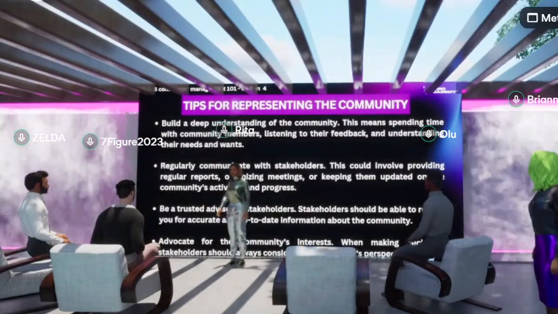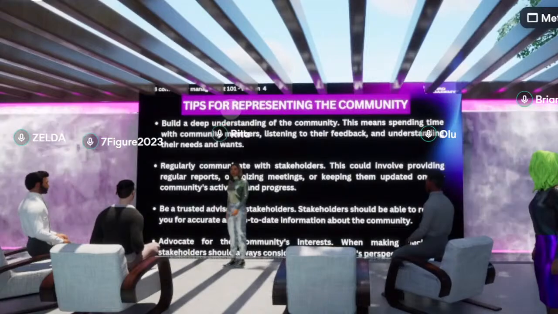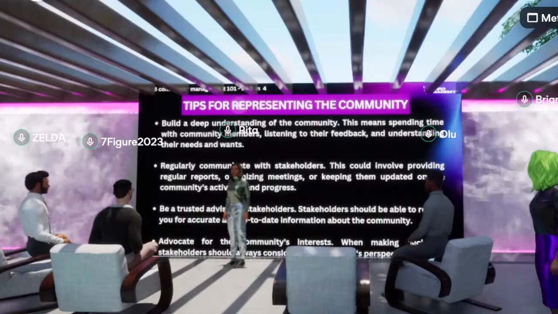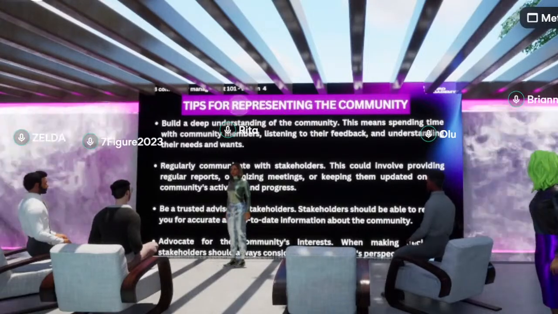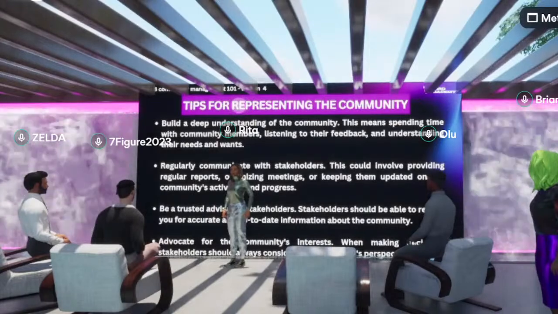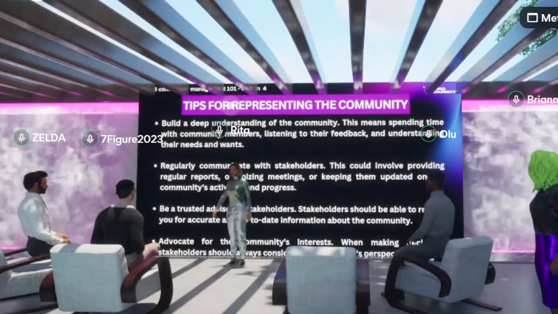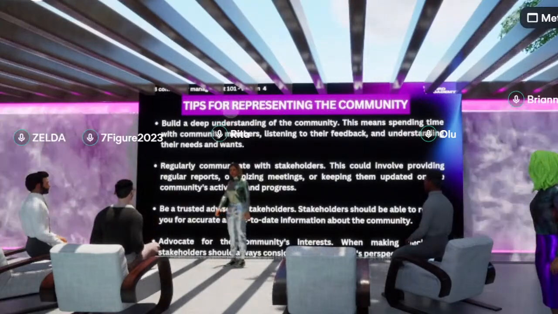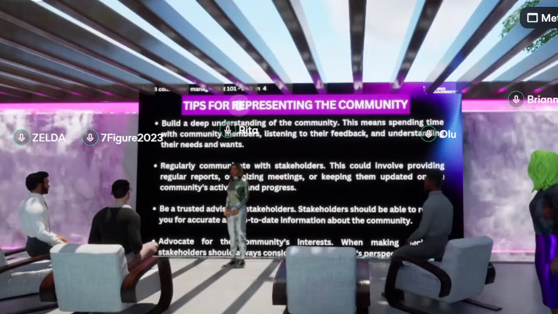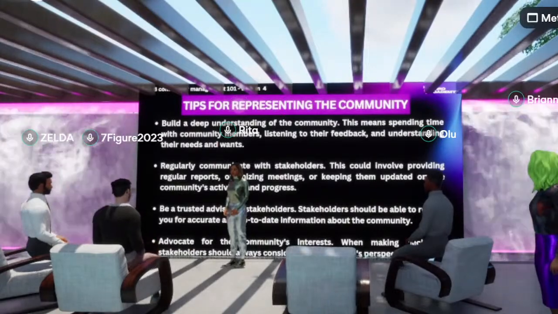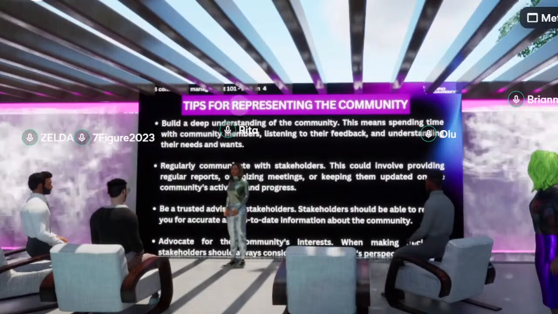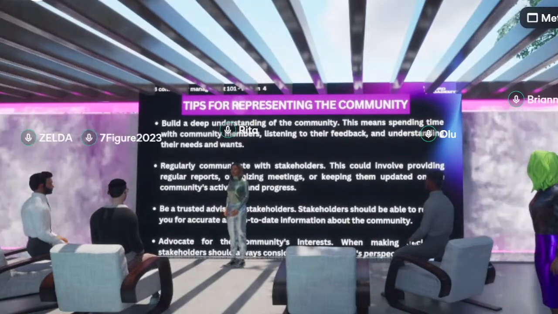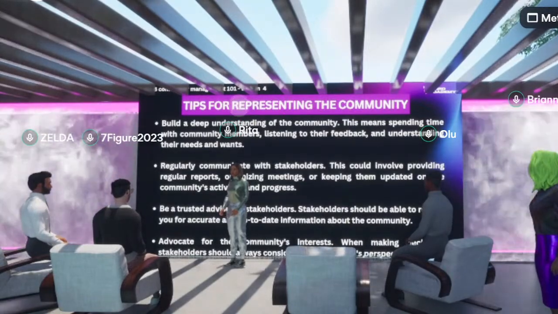Now, once you've developed that deep understanding, their pain points, their needs, their goals, regularly communicate with stakeholders. It could involve providing regular reports, monthly, right? To talk about the community's needs, the challenges that they have, the challenges that you have in managing and engaging the community. Organizing meetings or keeping them updated on the community's activities and progress. So you need to be transparent and very communicative with these stakeholders.